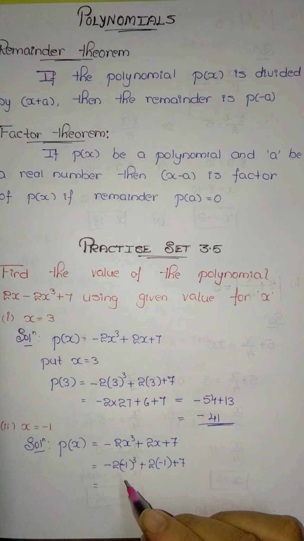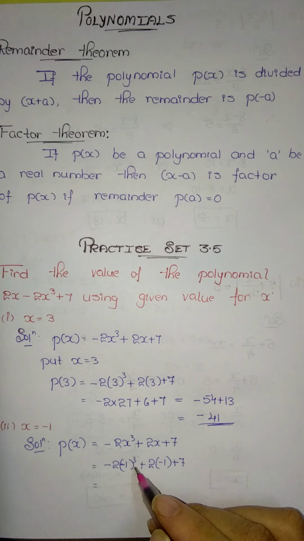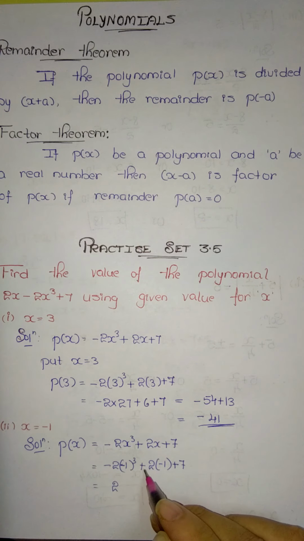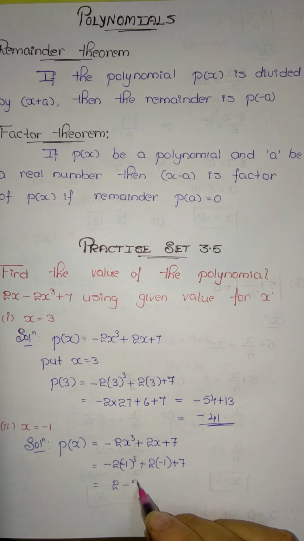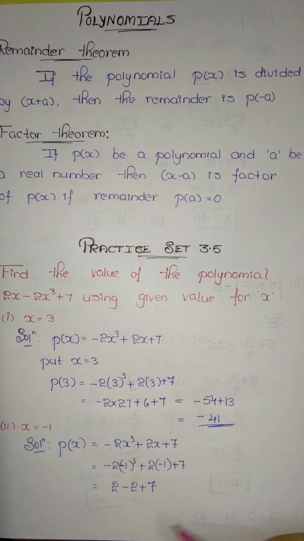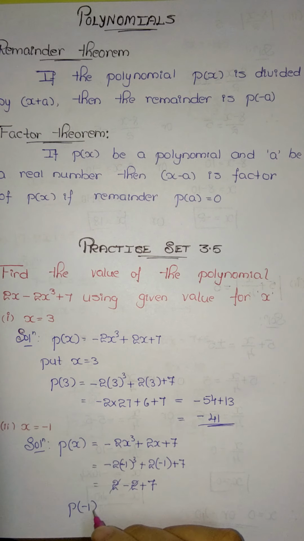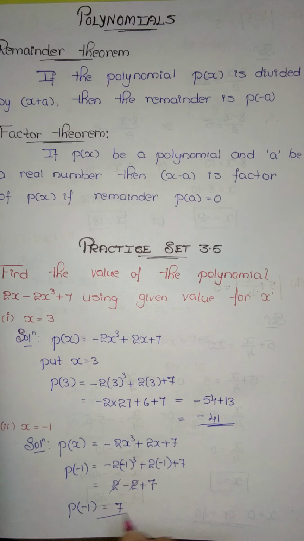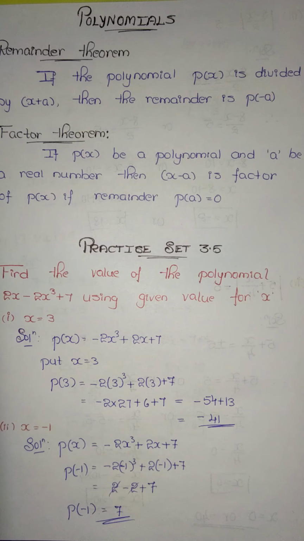So here -1 whole cube is -1 itself. So minus into minus plus. So 2 into 1 is 2. Here plus into minus, minus 2 plus 7. So here what happens, this plus 2 and minus 2 cancels. So P of minus 1 equal to 7. So it completes our second one.